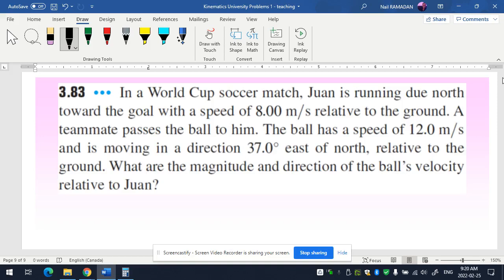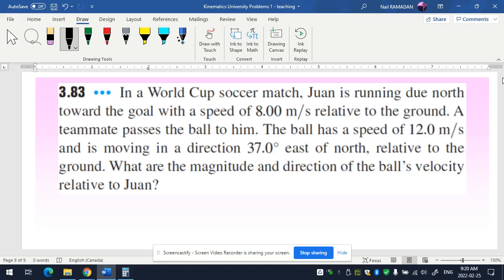Relative to also the ground. So the same ground observer sees the ball move at 37 east of north, or northeast. East of north in our way means northeast, or north 37 east, with a speed of 12. What are the magnitude and direction of the ball relative to who? So as Juan is running due north, how does he see the ball? Is it making sense now?